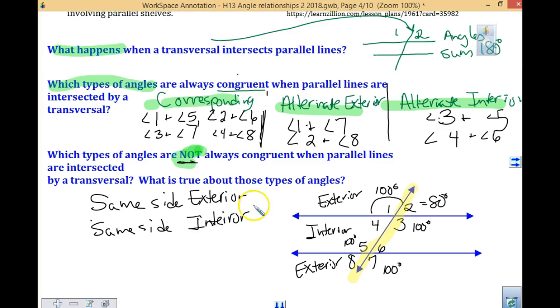What will happen with those is that they will both sum to 180. If I'm looking at same side interior, that would be angle 4 plus angle 5, and they have to equal 180. They are supplementary. So if I know that angle 5 is 100 degrees, what do I know angle 4 has to be? 80 degrees. Has to be the same as angle 2 because they're vertical. So there's many different ways of looking at the different angles as you go around here. Same thing with same side exterior. That would be like 2 and 7. 2 and 7 have to total to 180.